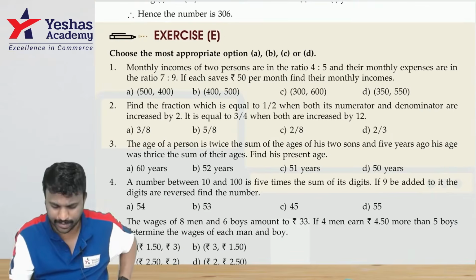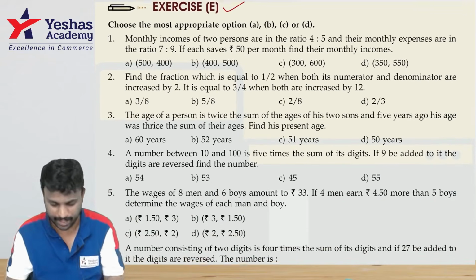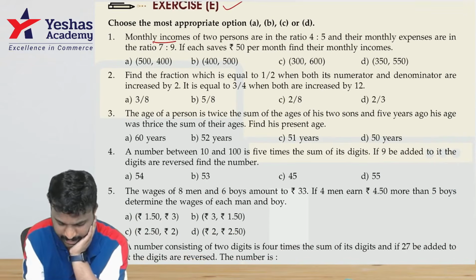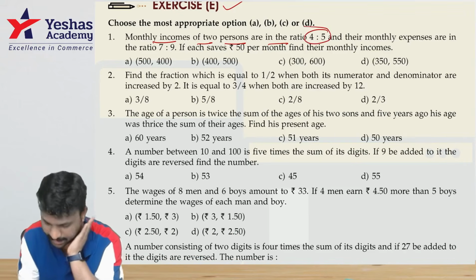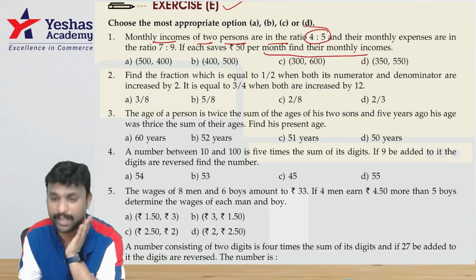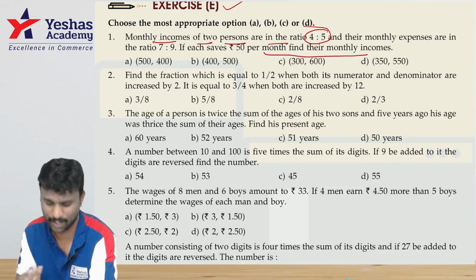Let's now move on to exercise E. Guys, what's the question? The monthly income of two persons are in the ratio 4 is to 5. They're asking us to find what? Find their monthly incomes. Where are the monthly incomes? It is in the option.